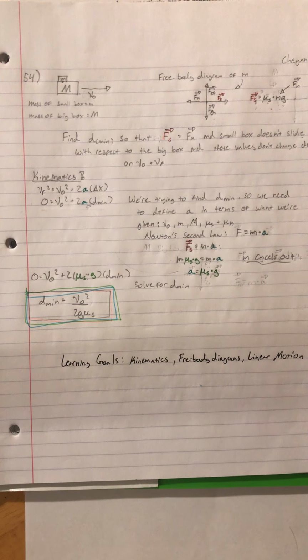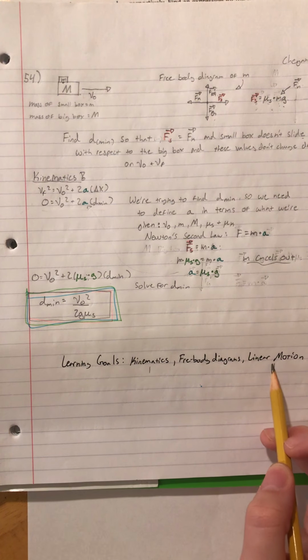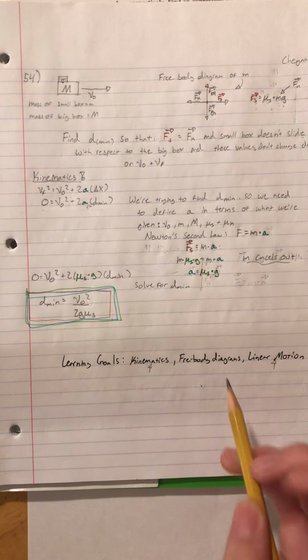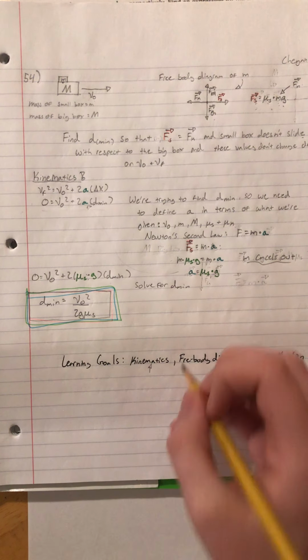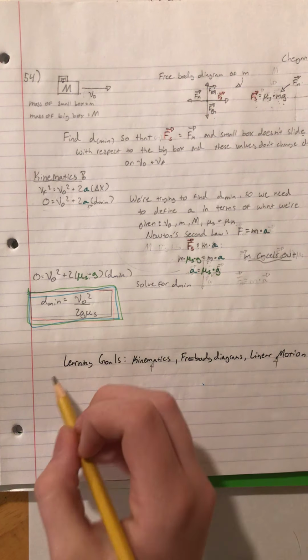What did we practice today in terms of what we're learning? It's just kinematics, effective use of free body diagrams, and linear motion. We've been practicing kinematics and linear motion for a couple weeks now. We're just slowly getting more complicated, and we've been messing around with free body diagrams for also a couple weeks. And so today was just a bit of practice for this.